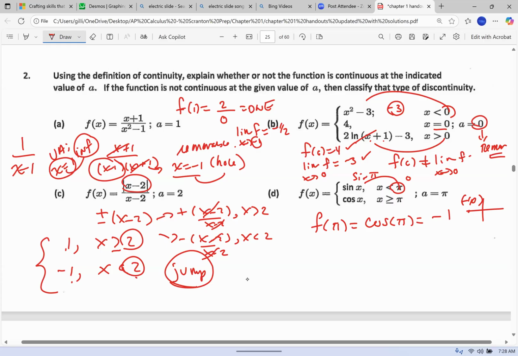So that means the limit from the left of pi is 0, while the limit from the right of pi would be -1. The limit from the left and the right do not equal each other, so that limit as x approaches pi of f does not exist. So the limit doesn't exist, but the limits do exist individually. So at pi, we would classify that as a jump.